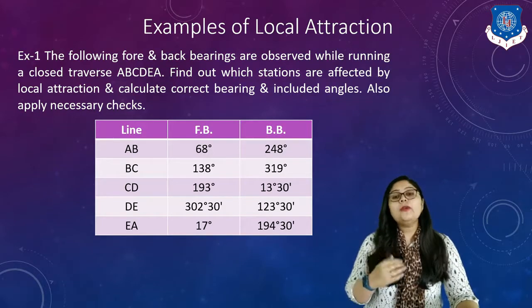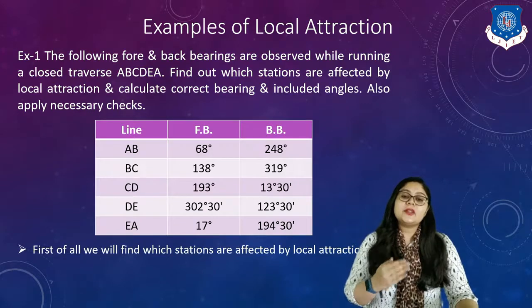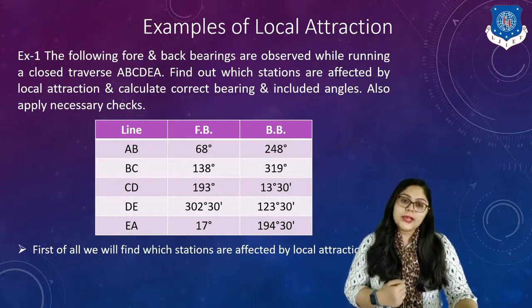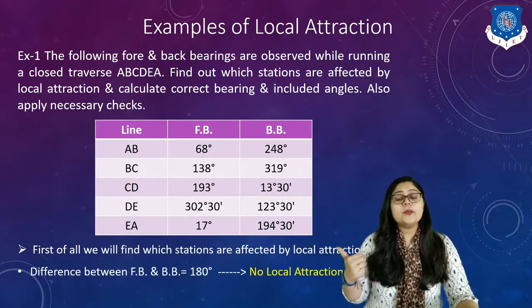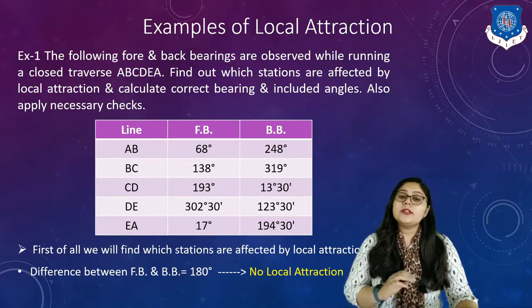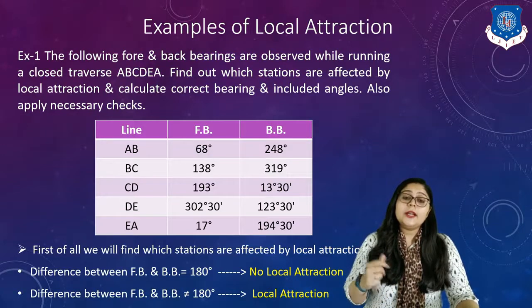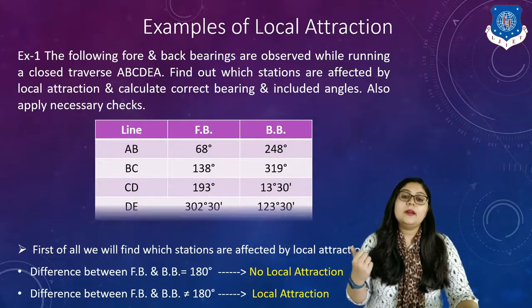So now we have 2 methods, but before that, first we have to find which stations are affected by local attraction, right? So here, the difference between forebearing and back bearing should be 180. It means there is no local attraction. But if it is not 180, it means local attraction is present.